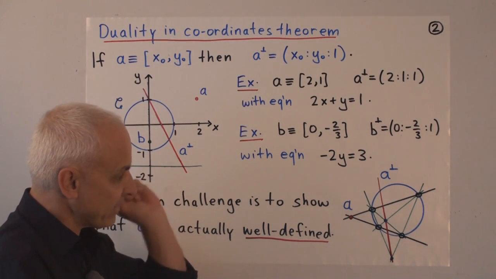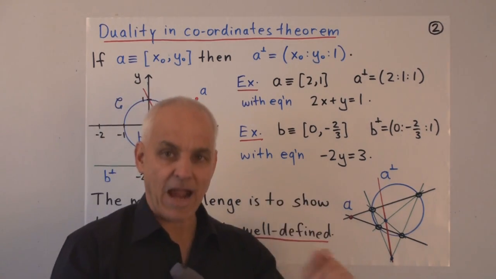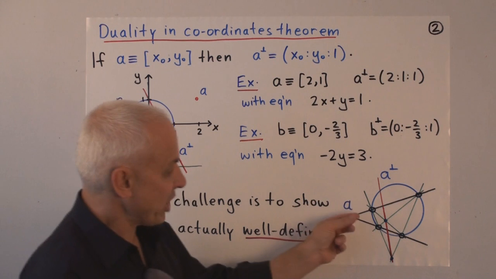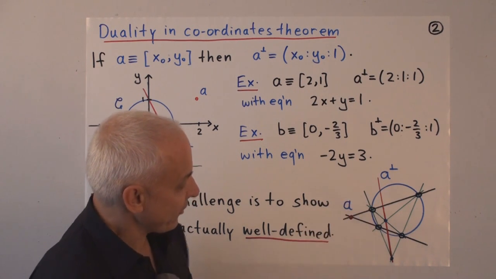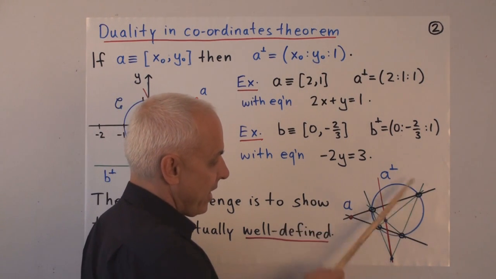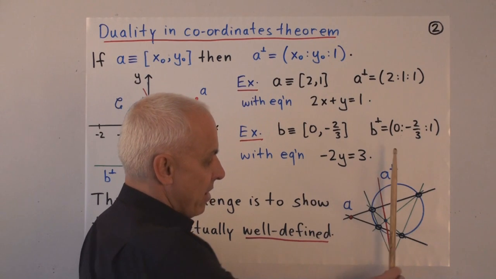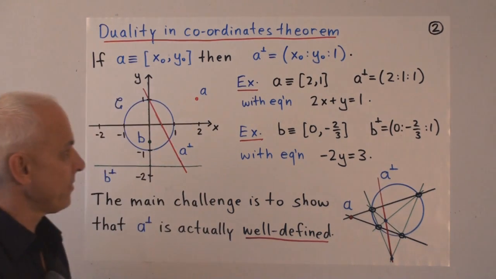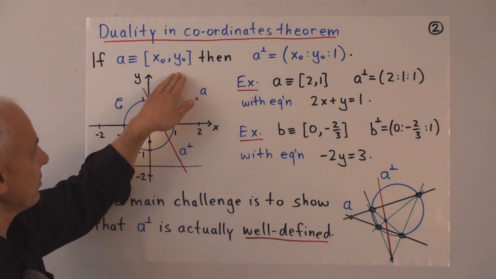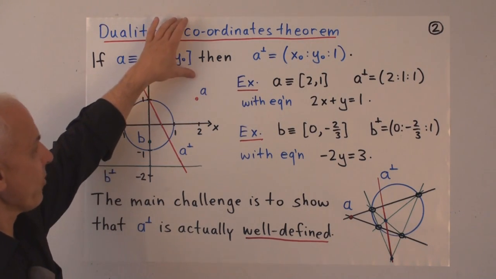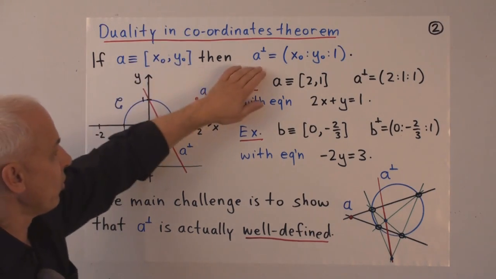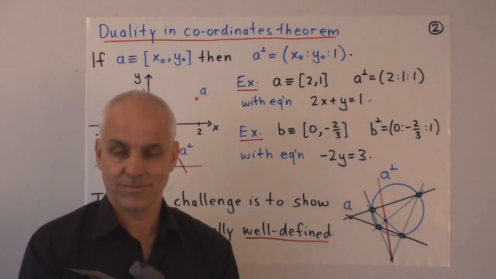What we have to do, in fact, is to show that this construction is actually well defined. In other words, if we change the black lines, then all the green lines change, but the resulting dual line is still the same. So this theorem actually is more than it looks like. We're actually also going to verify that the dual really does exist.